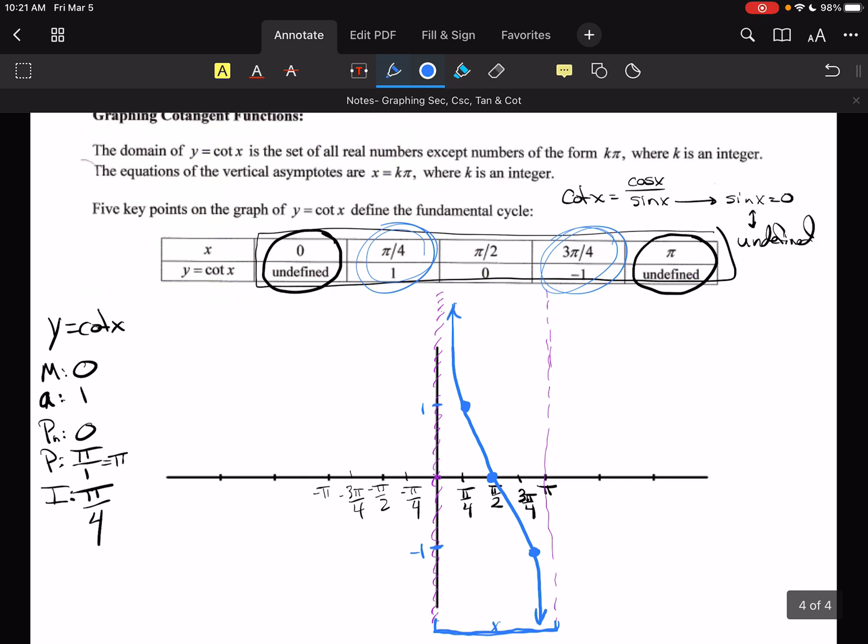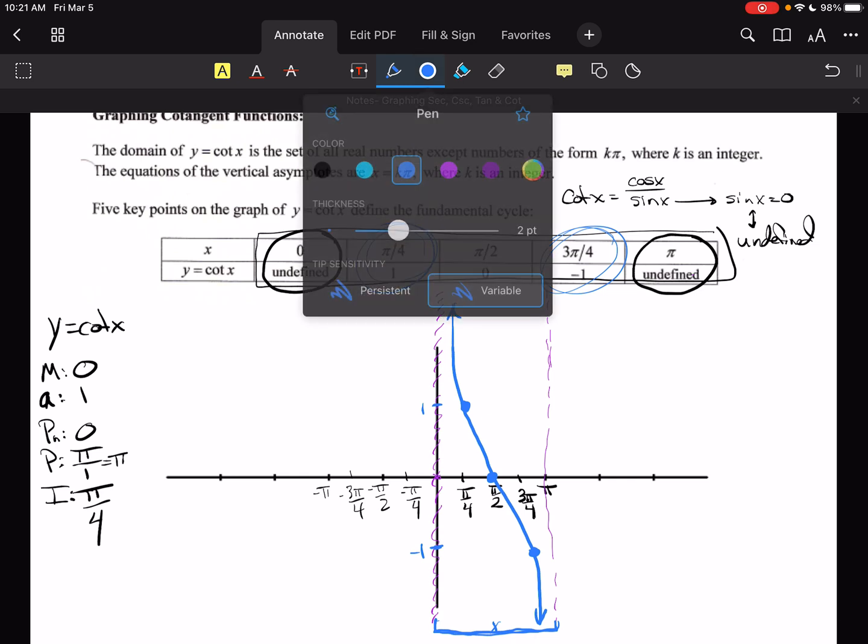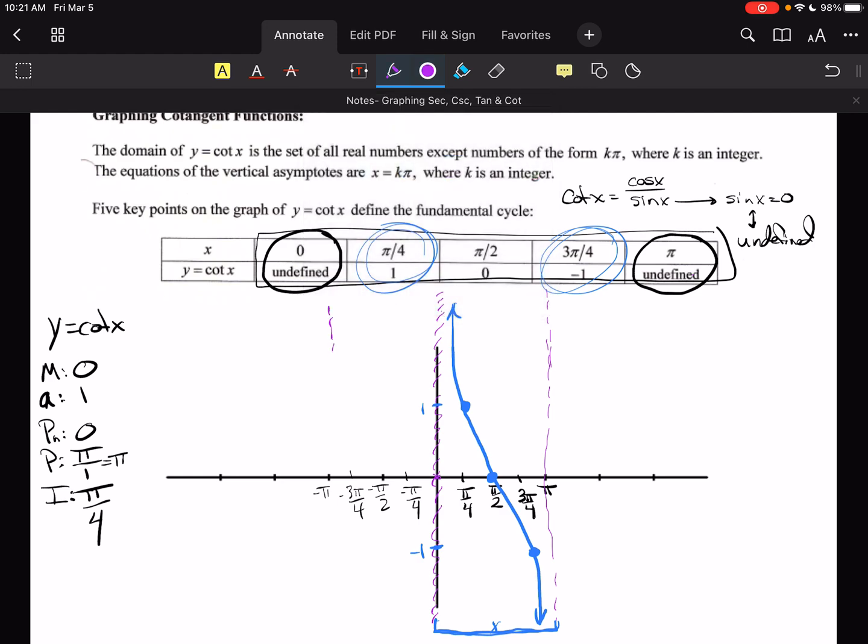Showing it in the negative direction, there's my negative pi, so there's my asymptote. The halfway point in that period between my two asymptotes, there's my middle point. And then I do my interval and A value. Interval, A value. Interval, A value. And there is cotangent.